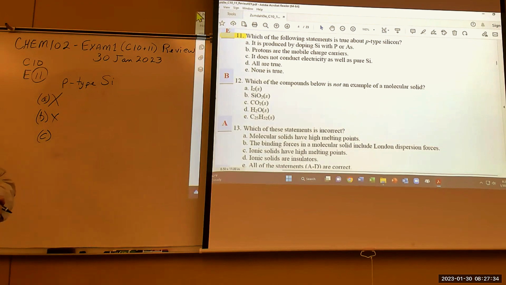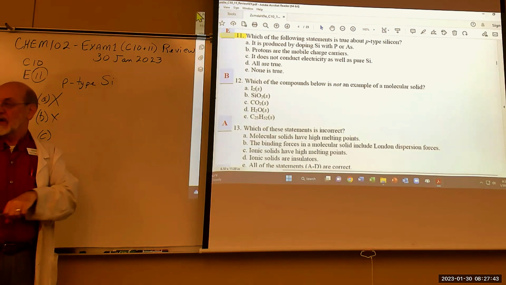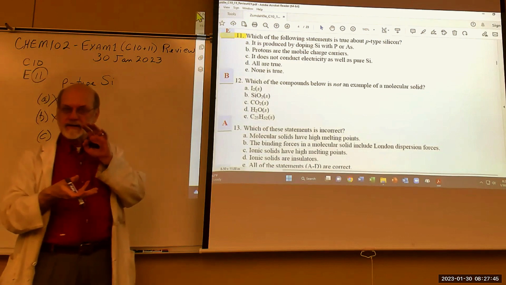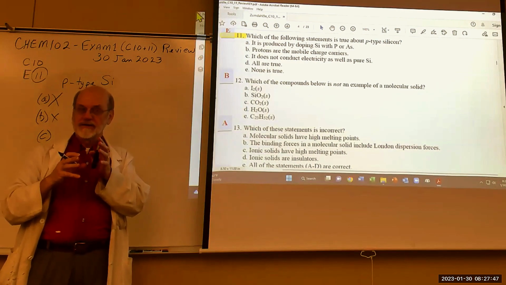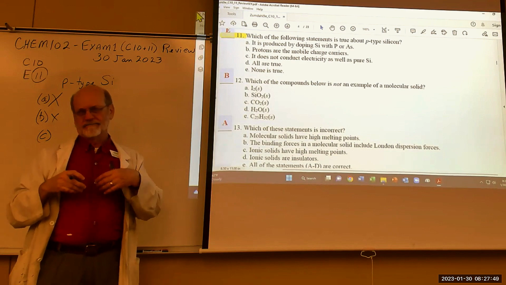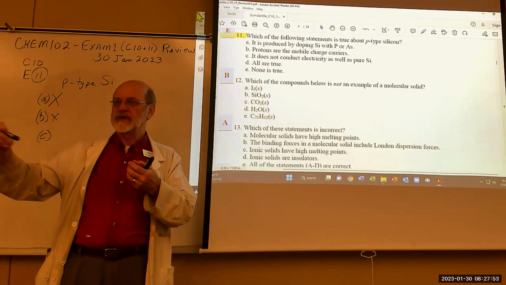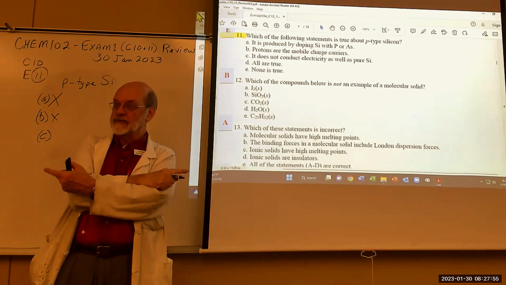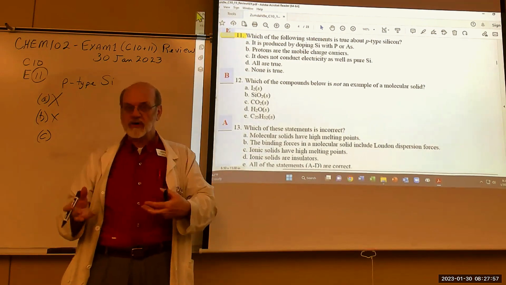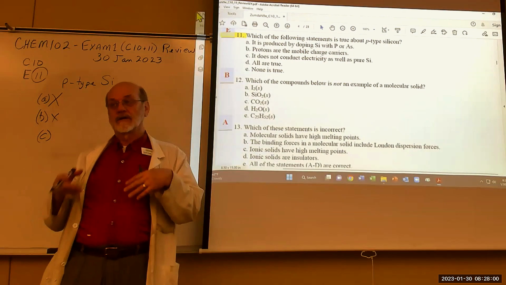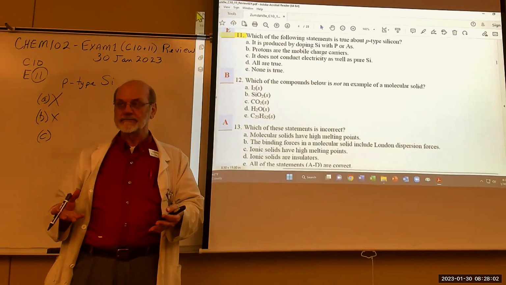How about C? It does not conduct electricity as well as pure silicon. Yeah, it does, because you've created that difference in charge. And now you can move. The common way to think of it is the positive poles are moving, but actually the electrons are moving in the opposite direction. You've got mobile charge. Anytime you have mobile charge, you can conduct electricity.